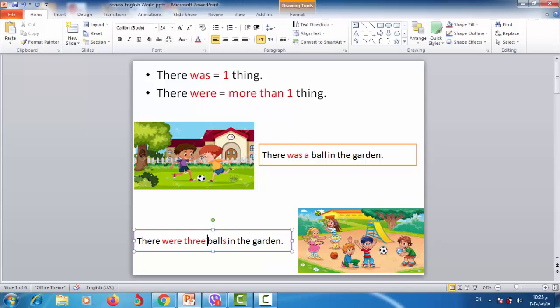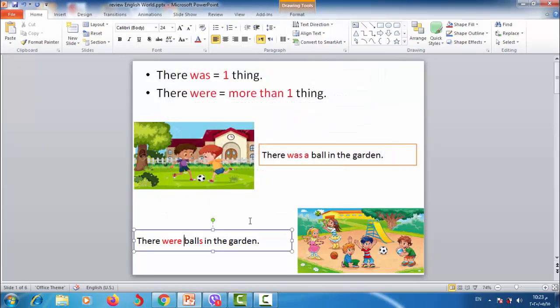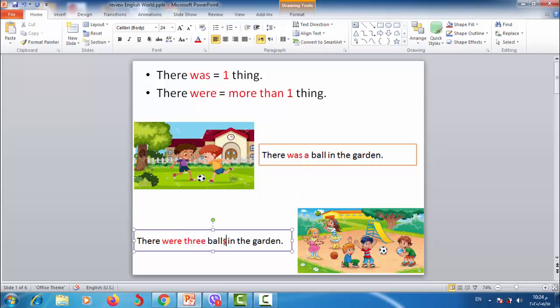If we didn't say 3, and only said there were balls in the garden, it is still true. Why is it true? Because we have the plural s. But there were 3 balls in the garden. So by this number, which is 3, we know this is there were, and also by the plural s we know this is there were. This is not there was.